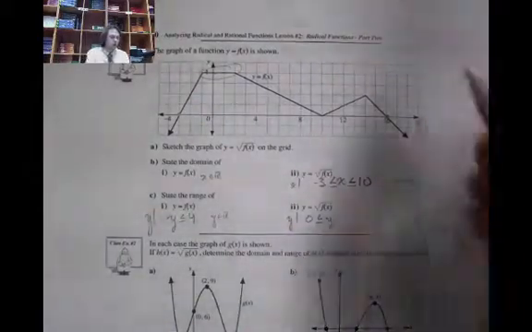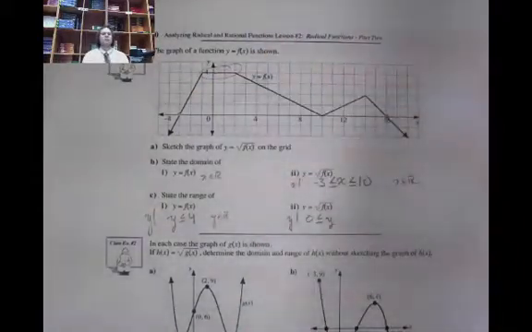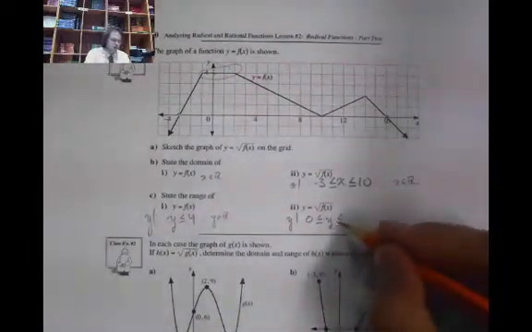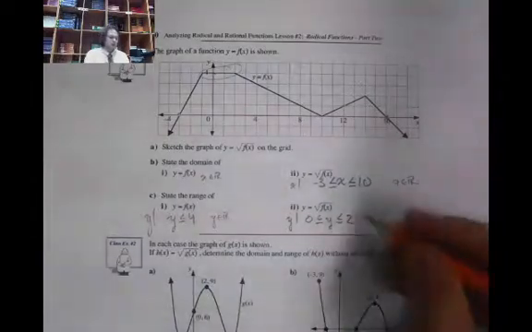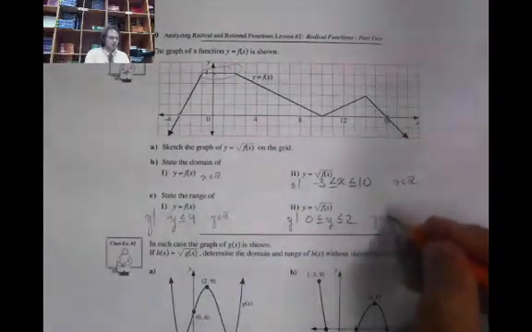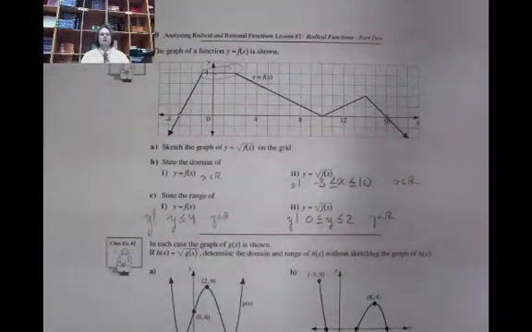But also, my max is 4. But that's when f of x is 4, and if you square root that, that's going to be 2. And y is an element of all real numbers, so that is my range. That's my limit of my range.